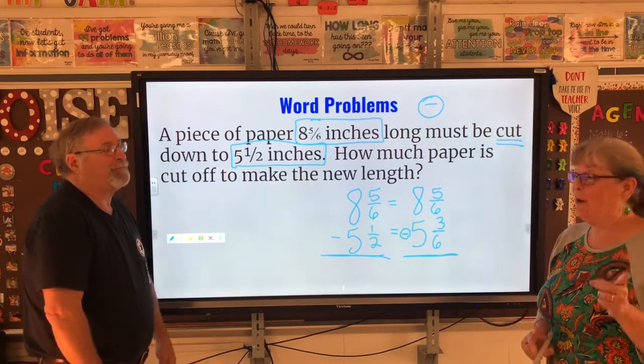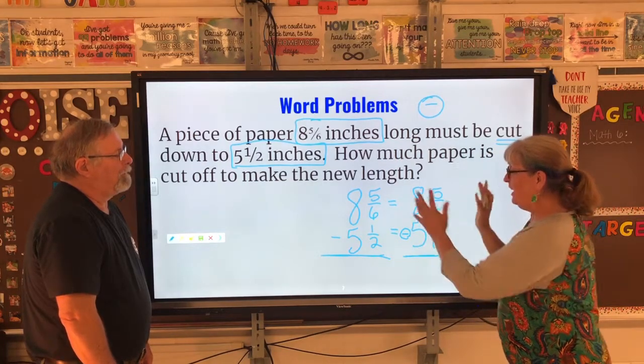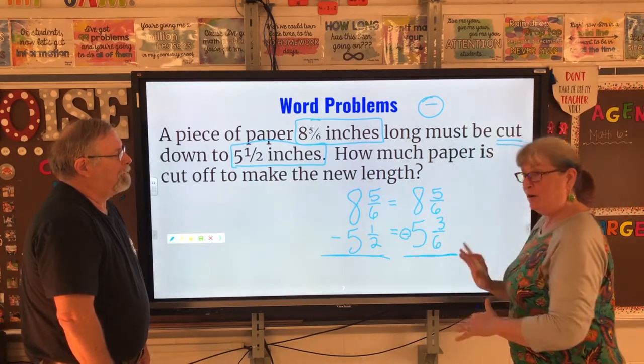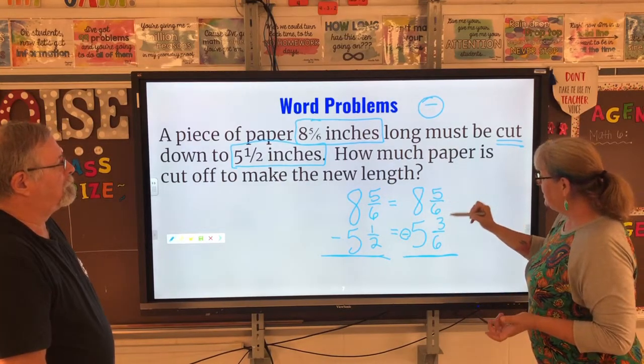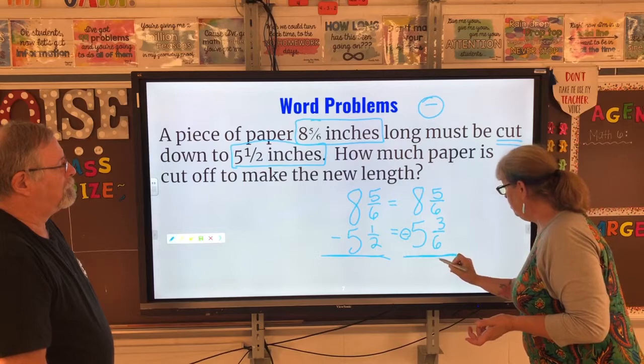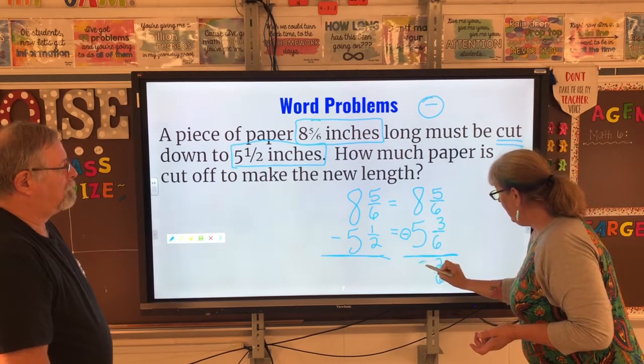So that's one of the key things, and that's why I like to bring it all over so that I don't have things spread apart, and I remember I'm subtracting here. So I'm going to start with my fraction. 5/6 take away 3/6 is 2/6, and 8 minus 5 is 3.